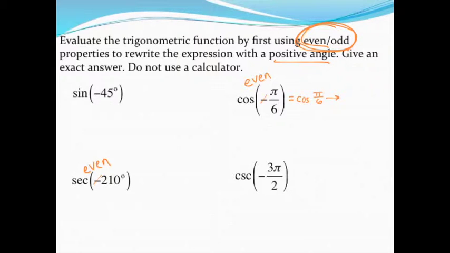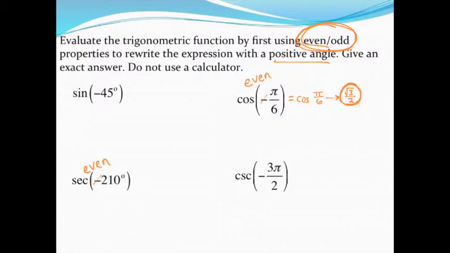Well, that's a really good shortcut for the cosine problem back up top because cosine of pi over 6, well, I can just look up in my chart. The cosine of pi over 6 is just square root of 3 over 2. It doesn't matter if I do cosine of negative pi over 6 or cosine of positive pi over 6. They're both going to come out to be the same thing, positive square root of 3 over 2.